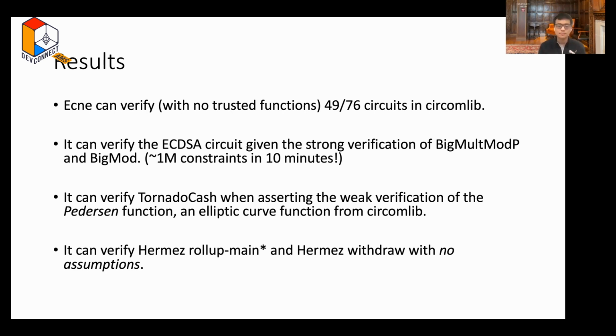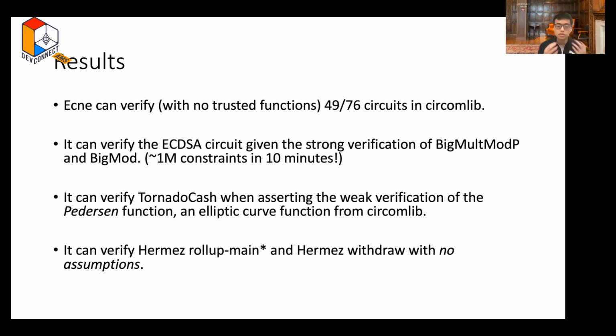And assuming the strong verification of big mult mod P and big mod, we are able to verify the ECDSA circuit completely. To give you a sense of scale, this is about 1 million equations in 10 minutes, which is many orders of magnitude better than you can do with a Gröbner basis solver, the more natural approach to this question.